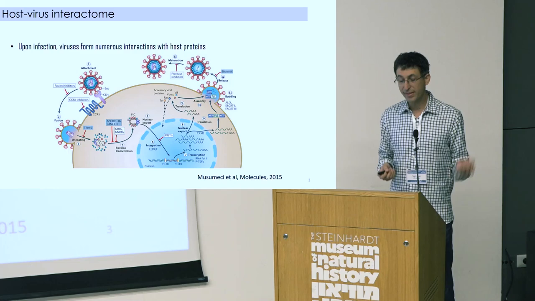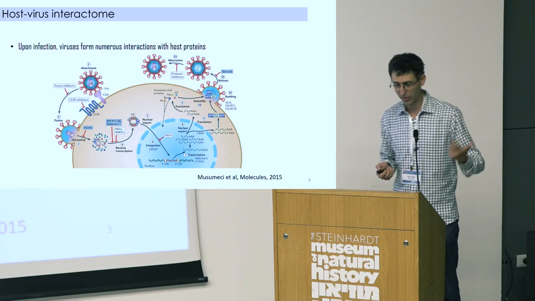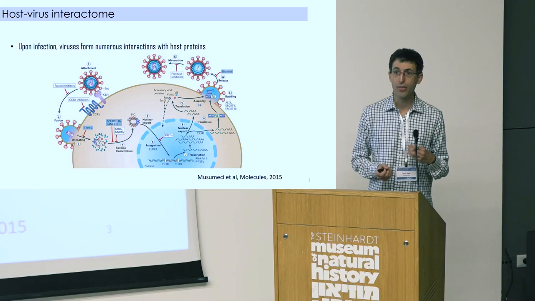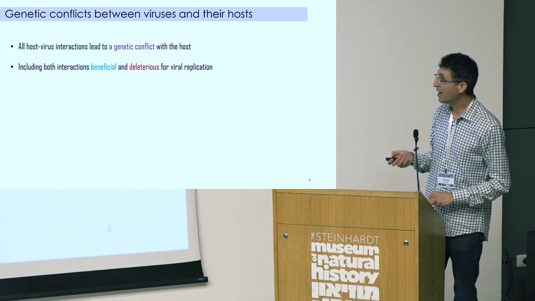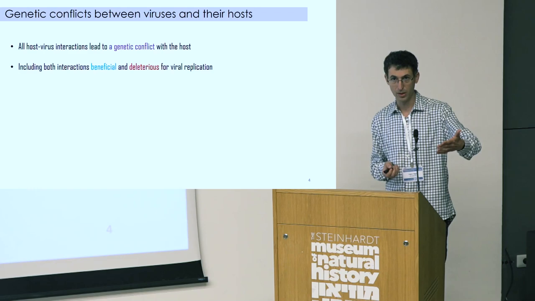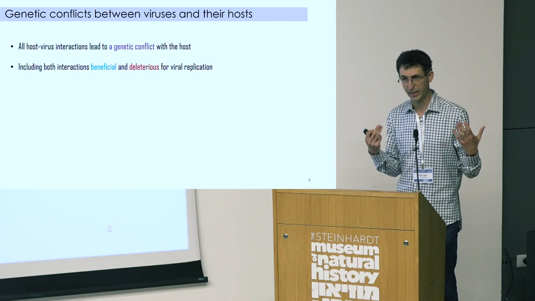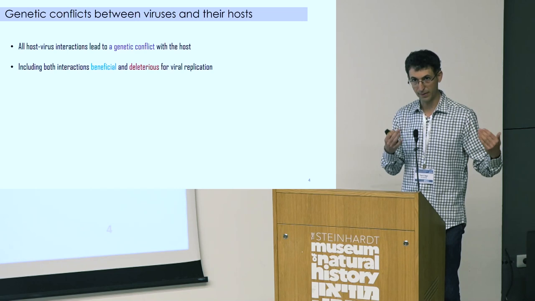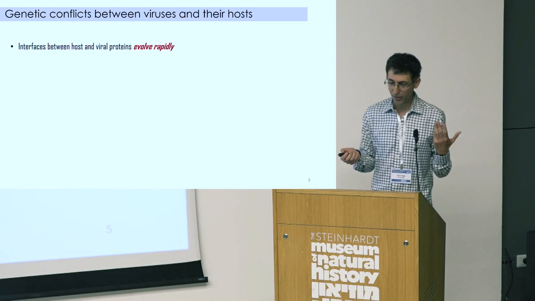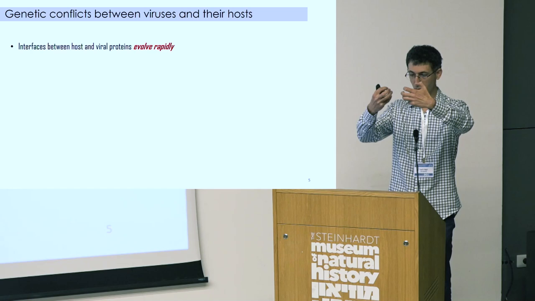They're useful for us, for the host, because we employ all sorts of restriction factors, here on the left, that basically try to stop the virus from replicating in all sorts of ways. Regardless of whether these interactions are beneficial for the virus and deleterious for us, or deleterious for the virus and beneficial for us, it's always the opposite. These interactions between hosts and viruses introduce genetic conflicts, because there is one side that will win and one side that will lose in this interaction. And this is why we often believe that the interfaces between host and viral proteins that come into contact evolve rapidly. And why is that the case?